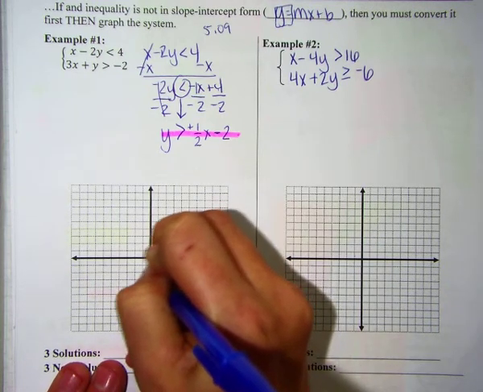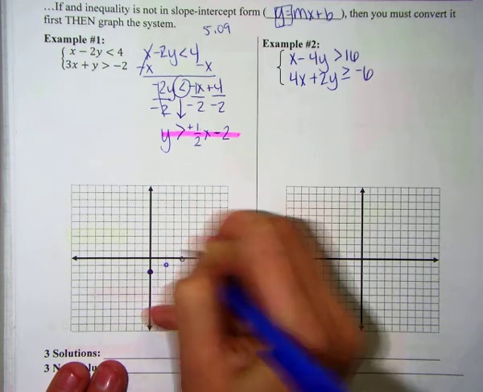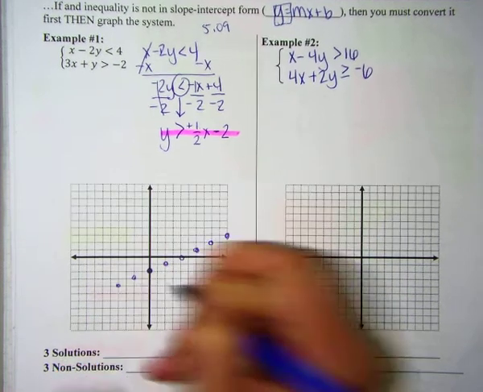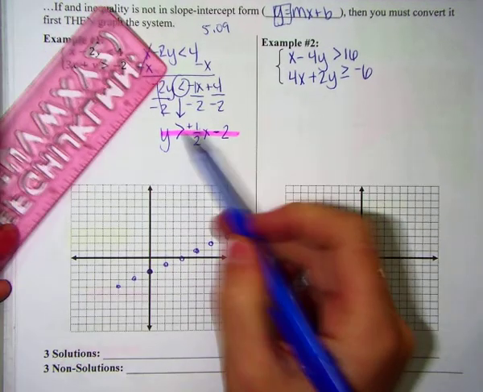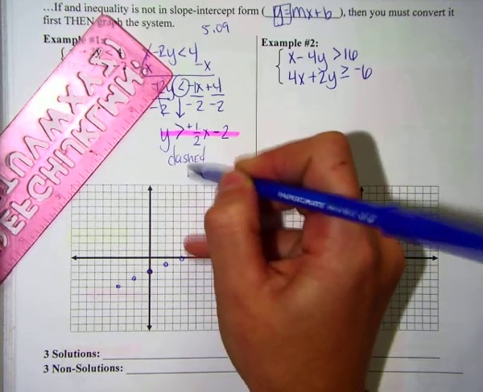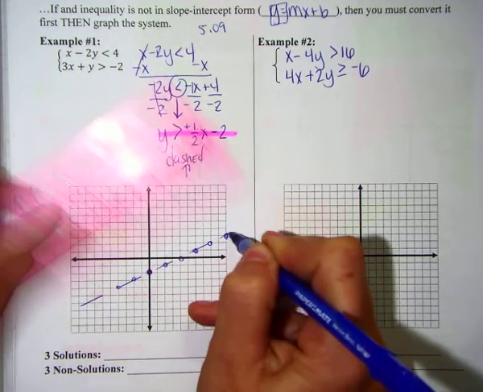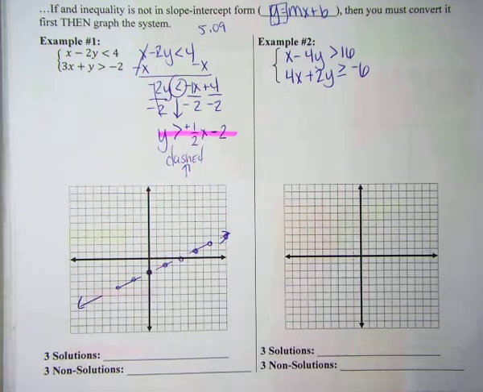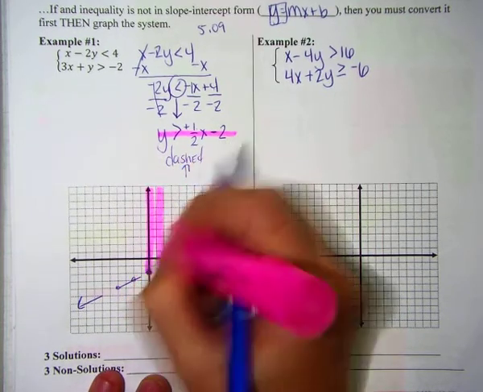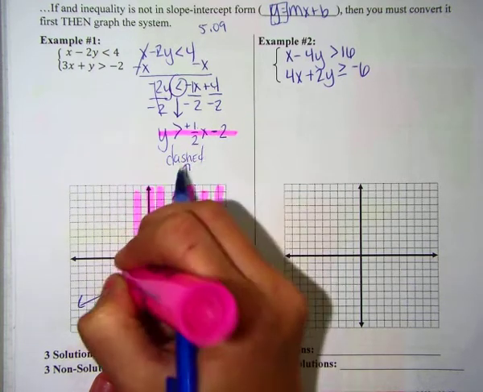So I'll go to the y-intercept negative 2, up 1, right 2. I'll do this several times. Now, because this is strictly greater than, it will be a dashed line, and I will shade up. So I go into my y-intercept and shade up. I'll just keep going back and shading up from the line.